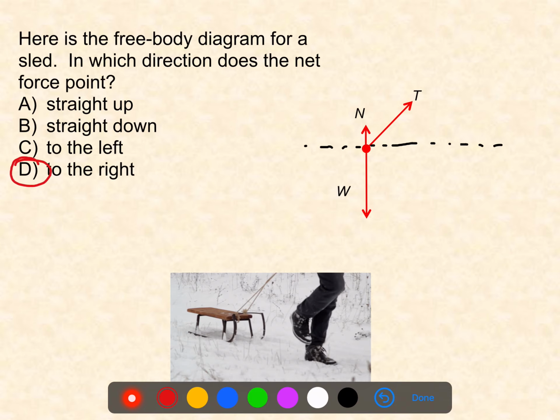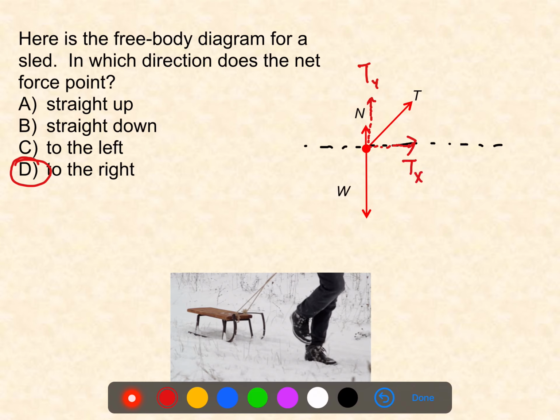That's the direction of the net force, because if I think about what's going on with these vectors, this tension force has both an x and y component to it. So I can indicate its y component like this, and I can indicate its x component like this.